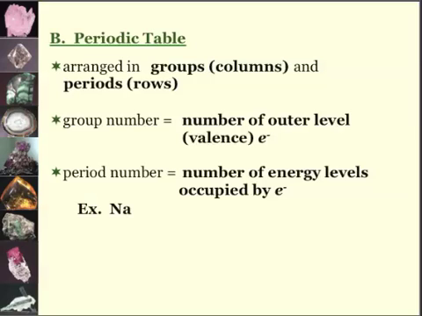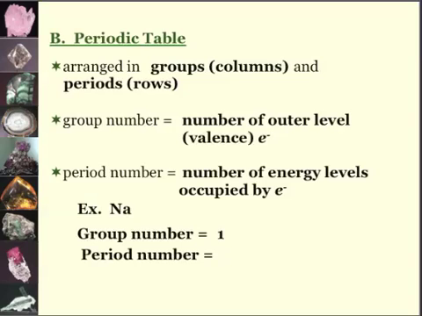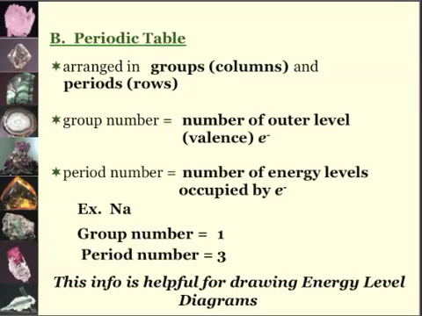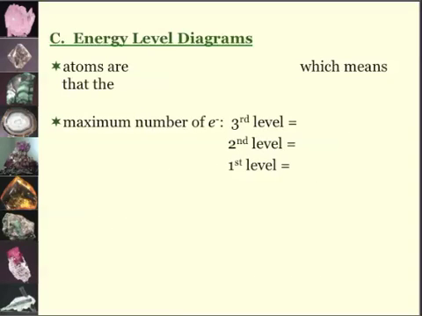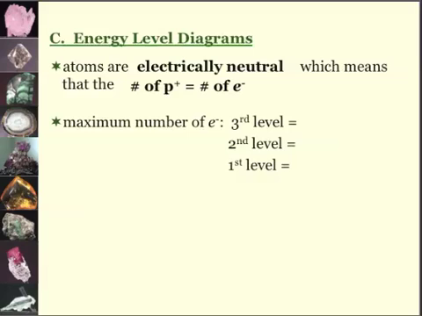So for example, sodium has a group number equal to 1 and a period number equal to 3. This information is helpful when we draw energy level diagrams, which is what we're going to talk about next. Energy level diagrams show atoms when they are electrically neutral, which means that the number of protons is equal to the number of electrons. The maximum number of electrons for the third level is 8, for the second level is 8, and for the first level is 2.